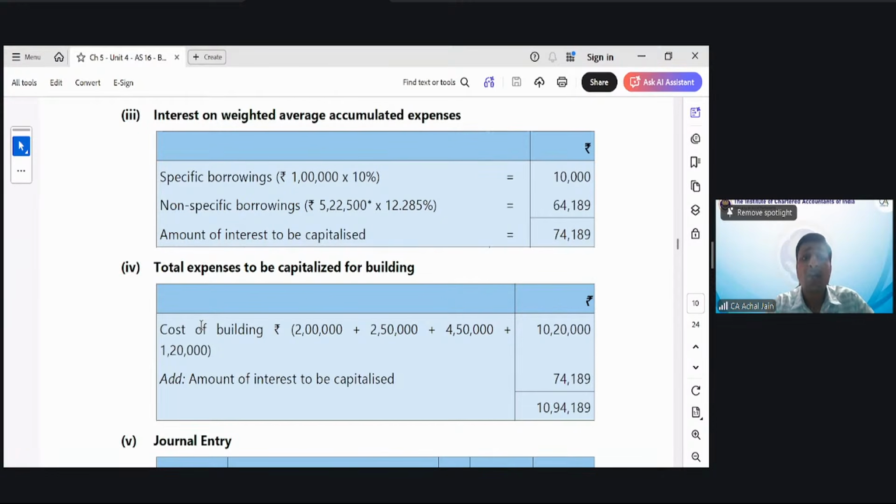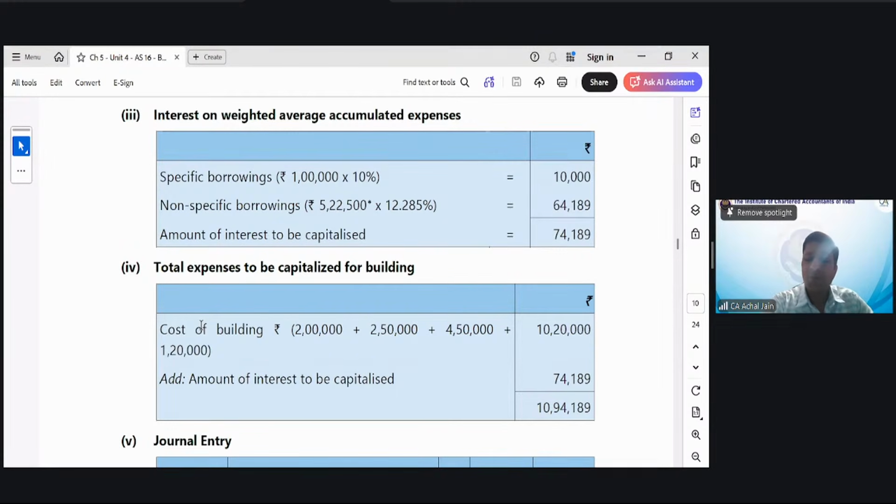Now, for the balance amount, 6,22,500 minus 1 lakh. This is the portion which is utilized from general purpose borrowings. And for general purpose borrowings, there's a weighted average rate we have computed, 12.285%. So if you apply that, what is the amount of interest you get? 74,189. This is the amount of interest that needs to be capitalized.